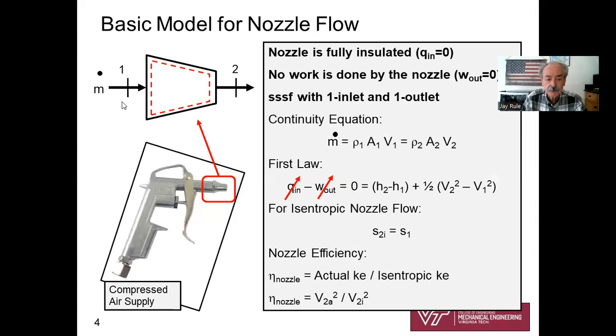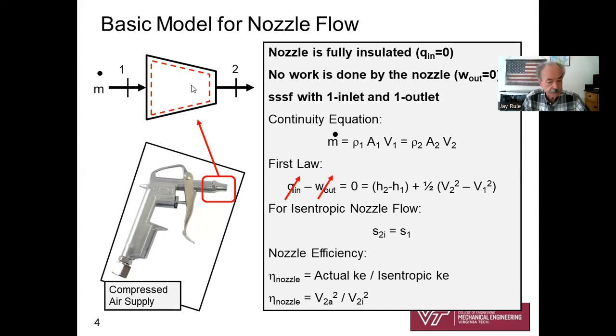Okay, let's start with a sketch. Do you see that for my compressed air supply nozzle, it's converging. So I'm trying to show in my sketch a converging nozzle. Here's my control surface. I've got one inlet, one outlet. I'm showing m dot coming in. It's going to be steady state, steady flow, isn't it? Another thing is we model these nozzles as fully insulated, so there's not going to be any heat transfer from a traditional nozzle, no heat transfer.